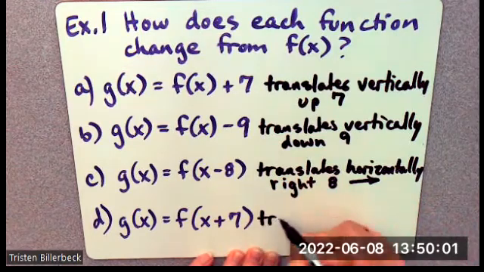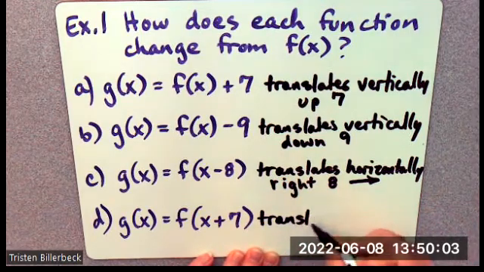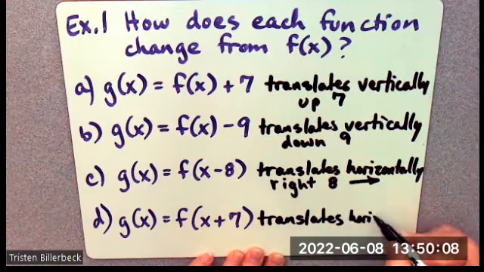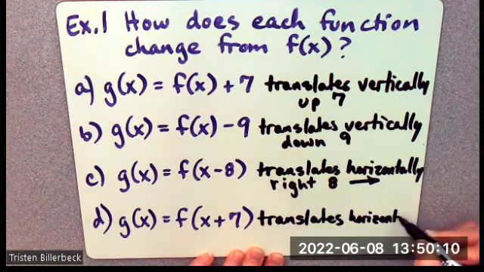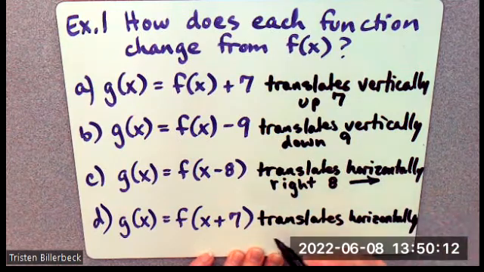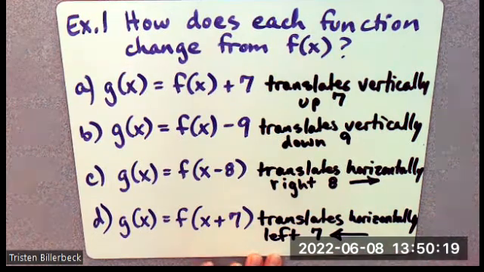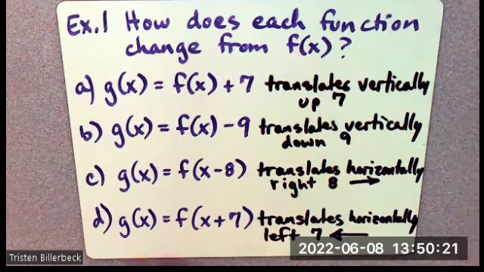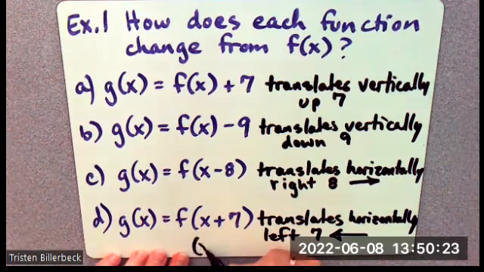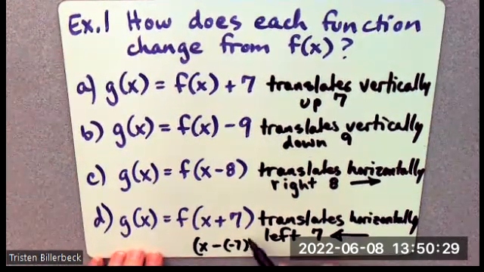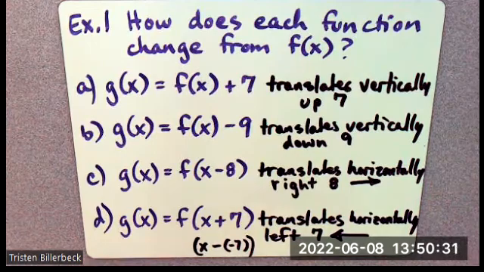This one translates horizontally left 7. So it's going that direction. All right. So this is because this is really x minus -7. And that's why it's translating left the 7.